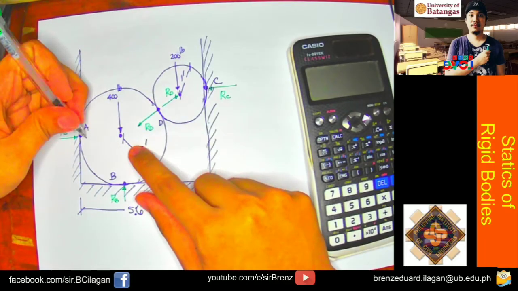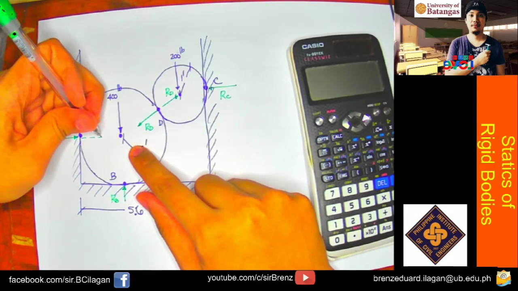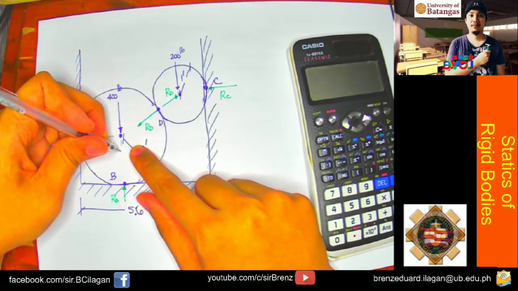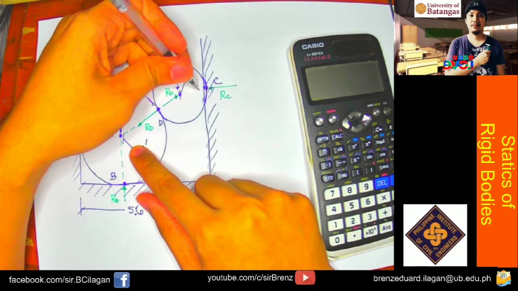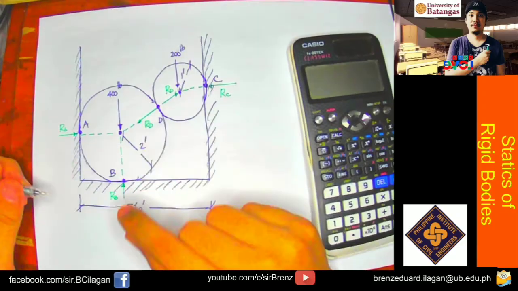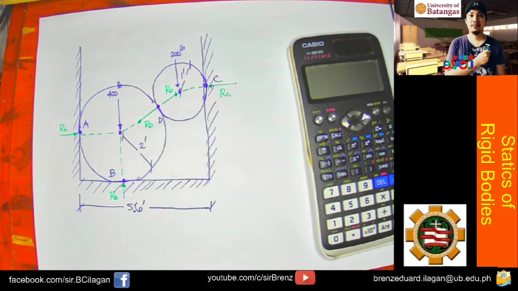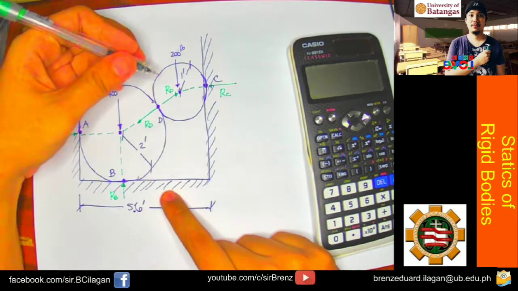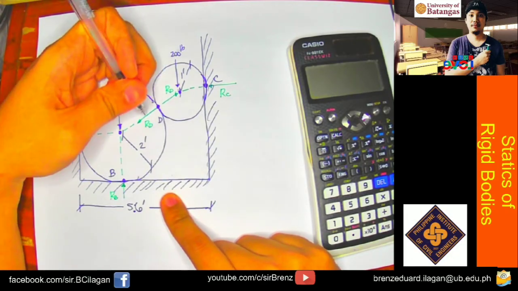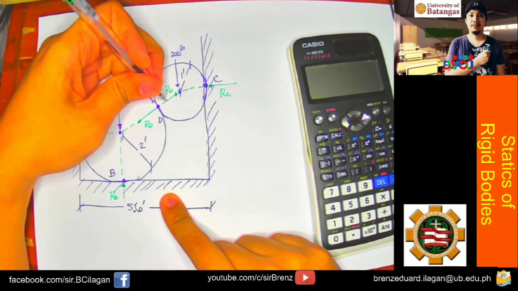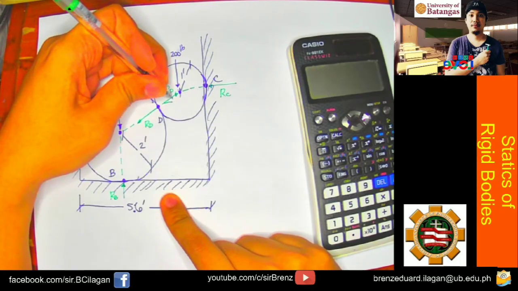RD. Okay guys, when you extend the lines of action, they will meet at a common point, like in our discussion. But the problem here is we need to know the angle of inclination or the slope of this RD. So how do you find that slope?